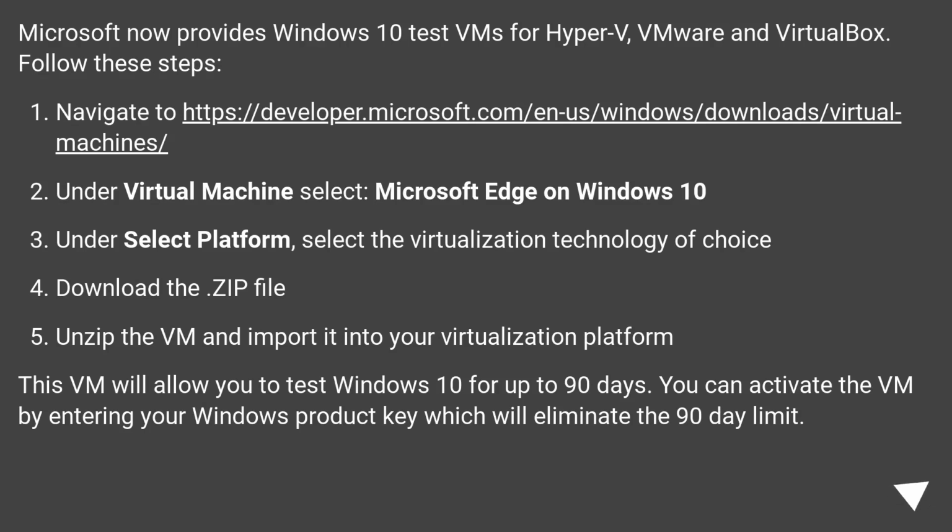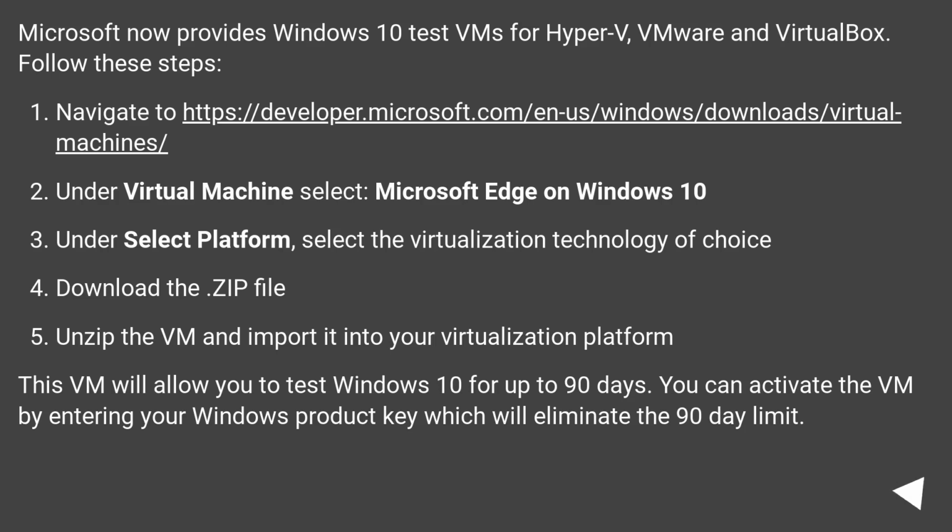Microsoft now provides Windows 10 Test VMs for Hyper-V, VMware and VirtualBox. Follow these steps. Navigate to this URL. Under Virtual Machine select Microsoft Edge on Windows 10. Under Select Platform, select the virtualization technology of choice. Download the zip file. Unzip the VM and import it into your virtualization platform.